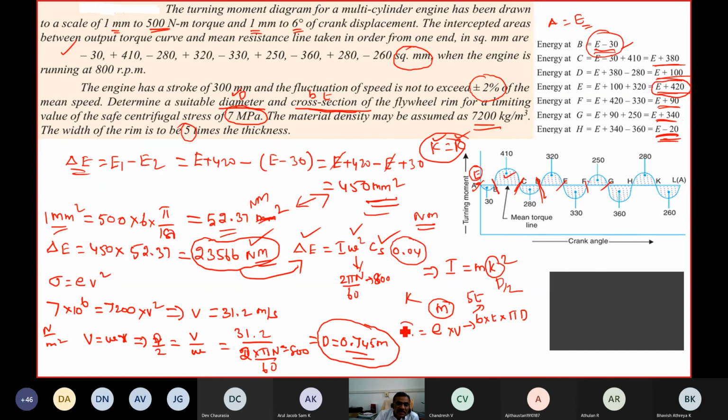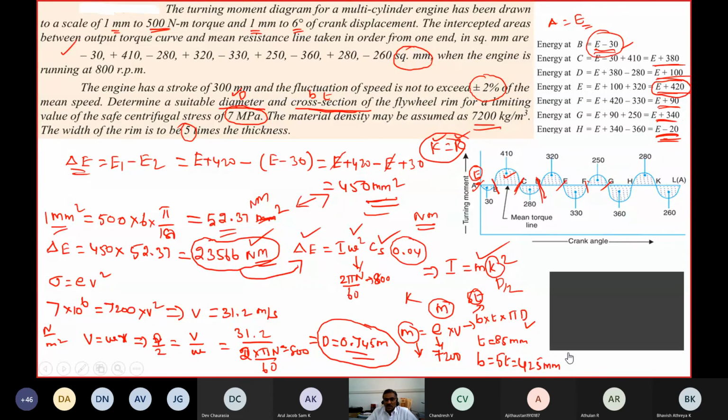See, mass already we have calculated from this equation. We substitute here, and rho already given in the problem. It is 7,200, and D is known, only unknown is t. So first you find the value of t. So t will be 85 millimeters. After calculating t, you can find the value of b. You know b is equal to 5 times t. So it is 425 millimeter.